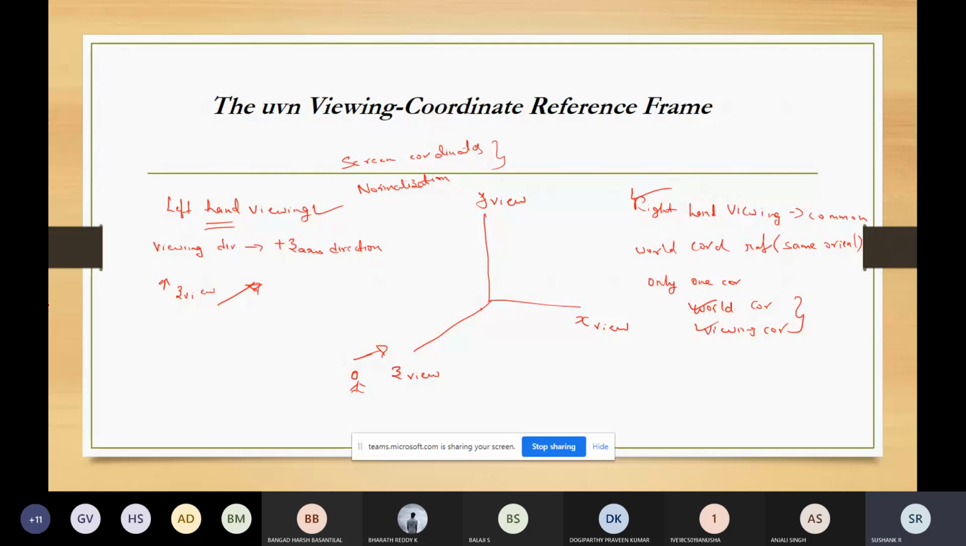Now this is regarding the systems, the left-hand and right-hand viewing coordinate systems. Next, we'll talk about the UVN viewing coordinate reference frame. We have a normal vector, the view plane normal N.